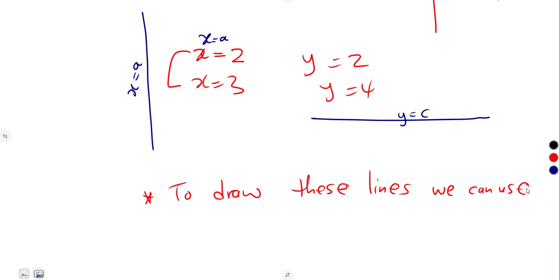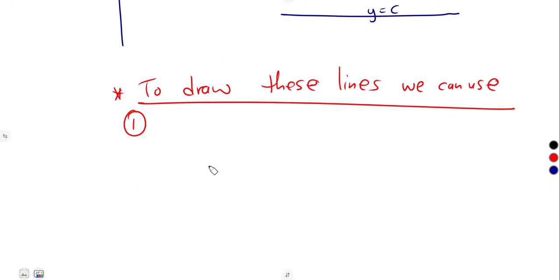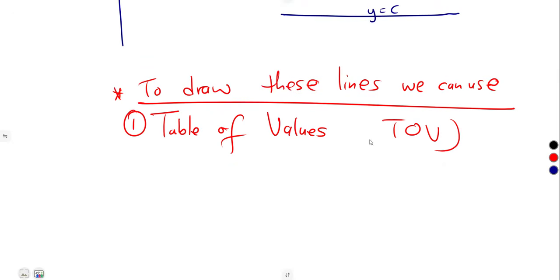All right, so what is it that we can use to draw these lines? One, we can use the table of values method. So there is a method which is referred to as the table of values method, TOV. So in short, when I say TOV, I'm talking about the table of values method.